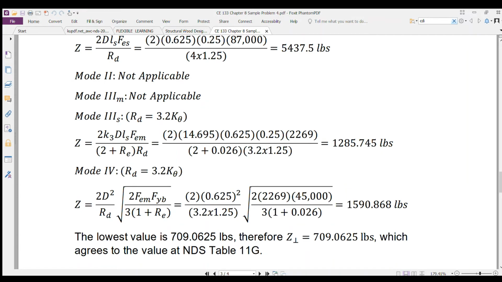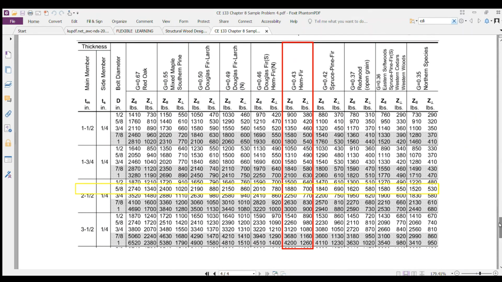Therefore, Z perpendicular is equal to 709.0625 pounds, which gives the value for the NDS table 11G. Using this value, you have your 0.43 specific gravity and a bolt diameter of 5/8. So as you can see, we have a value of Z perpendicular of 700 pounds. Okay.